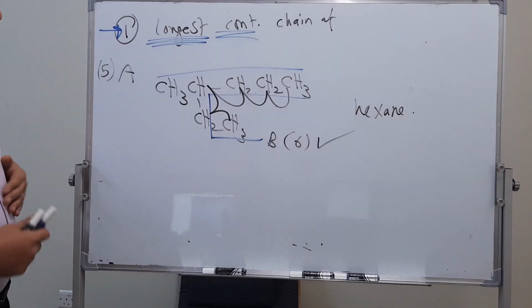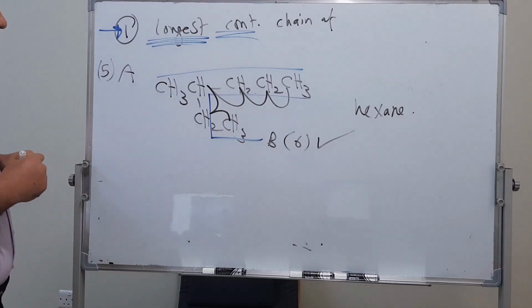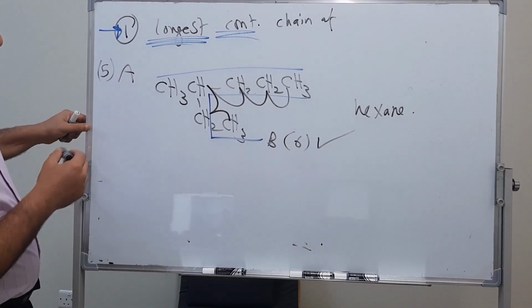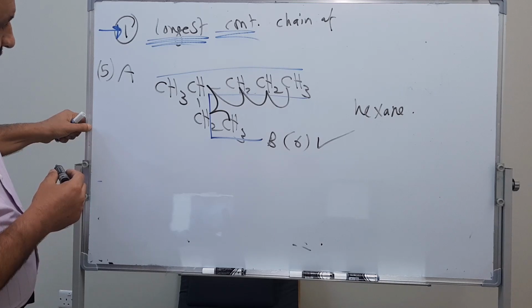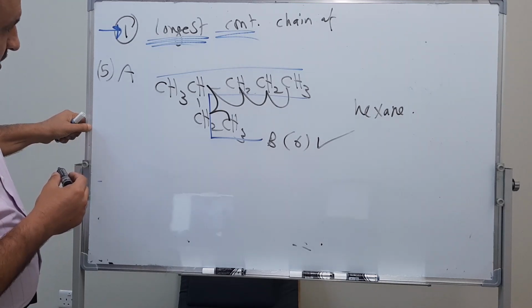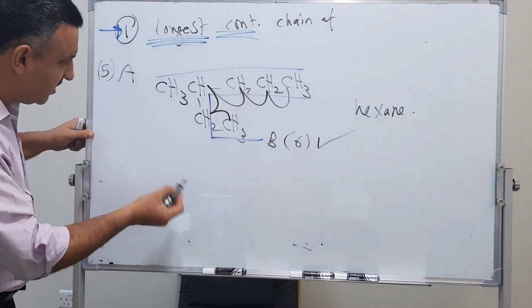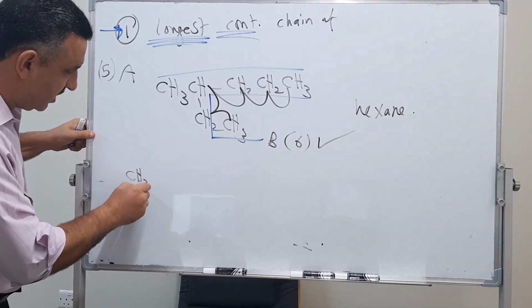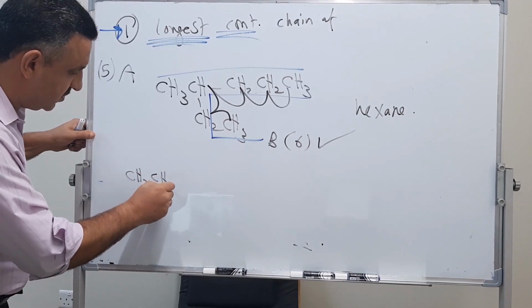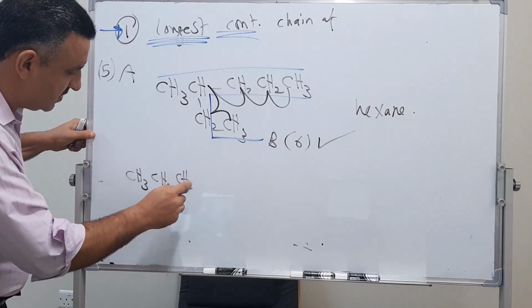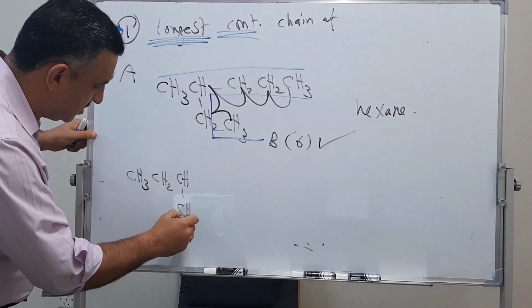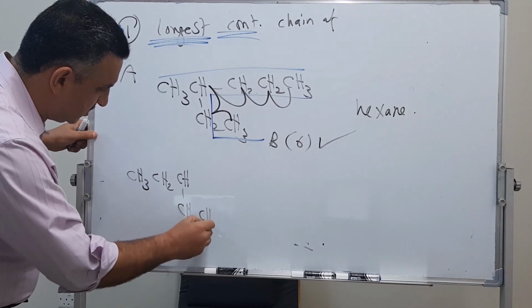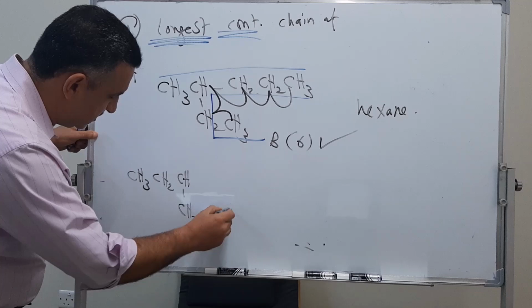For example, here you cannot consider a non-continuous chain. All right, let me just give you another example. CH3, CH2, CH, CH2, CH3.